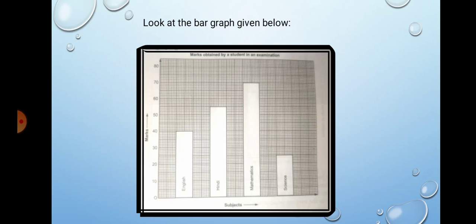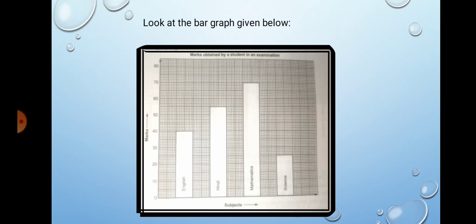Let us see one more example. Look at the bar graph given below. It shows the subjects and the marks scored in each subject. It's a mark statement of a single student for four subjects: English, Hindi, mathematics and science. In the x-axis the subject is taken, in the y-axis the marks are given, and again we have used the same skip counting of 10. One small division is equal to 10 units. So 0, 10, 20, 30, and so on, till 80.